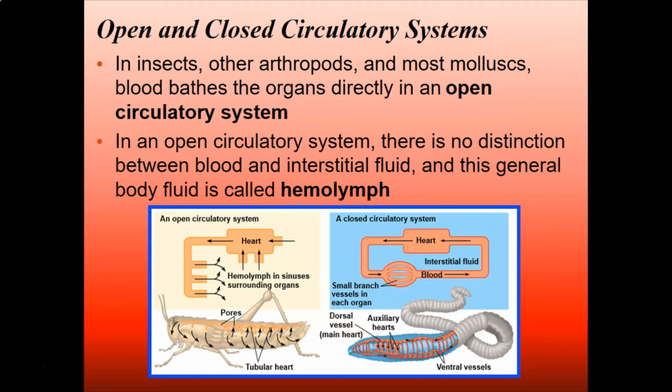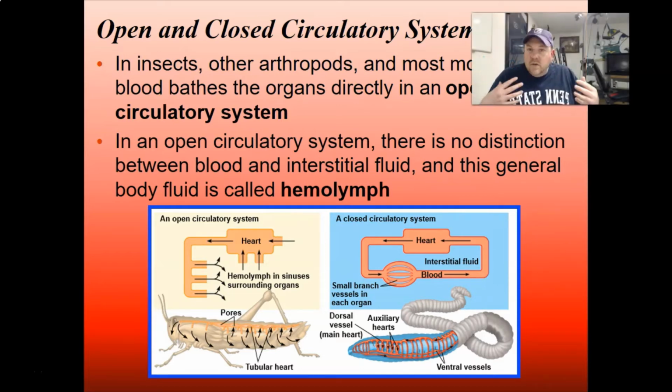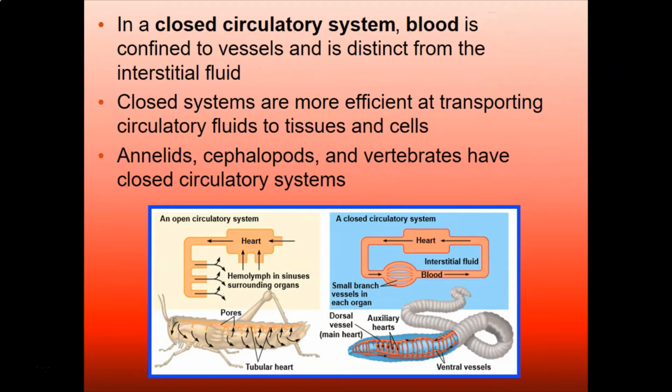For example, in insects and other arthropods, and most mollusks, blood bathes the organs directly in an open circulatory system. And in this case, there's no distinction between interstitial fluid, which is kind of like the fluid in between your tissues, and the blood itself. Because it's an open system, it's all just one solution called hemolymph. So hemolymph is what they have. We, of course, have blood.